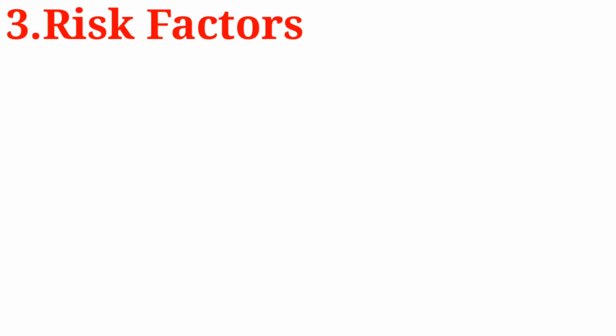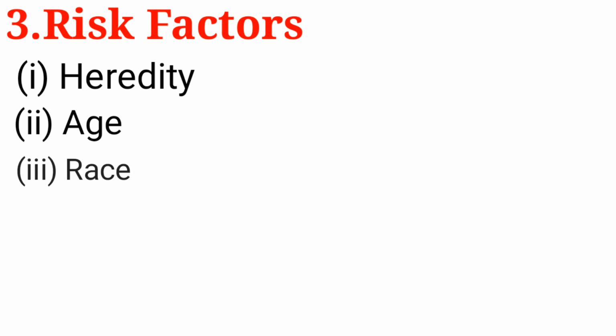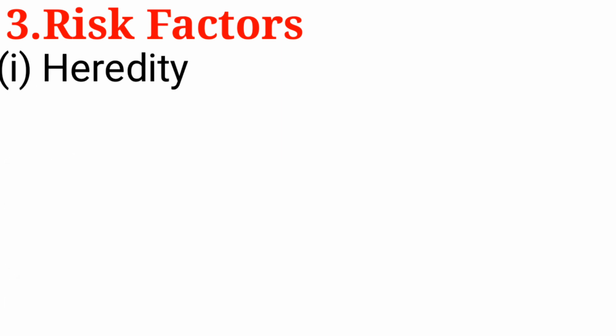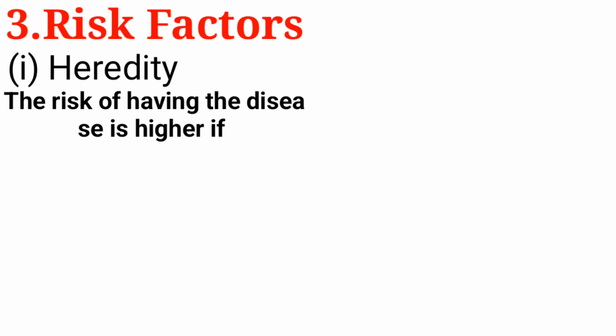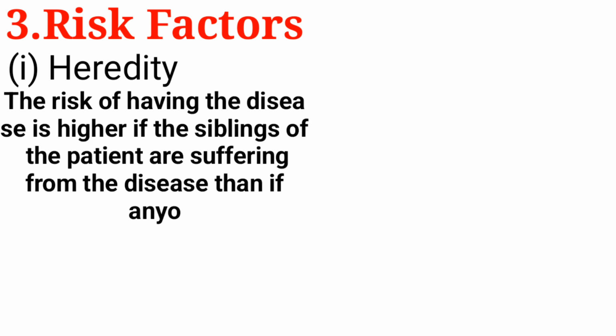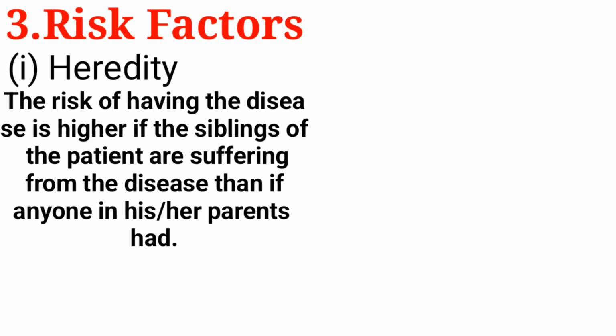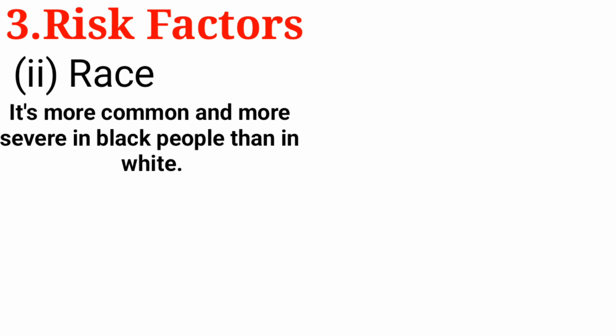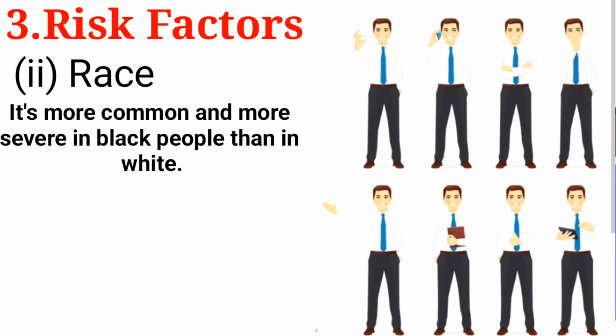Risk factors: the risk factors for primary open angle glaucoma include heredity, age, race, diabetes, hypertension, and myopia. Heredity: the risk of having the disease is higher if the siblings of the patient are suffering from the disease than if anyone in his or her parents had. Race: it's more common and more severe in black people than in white.